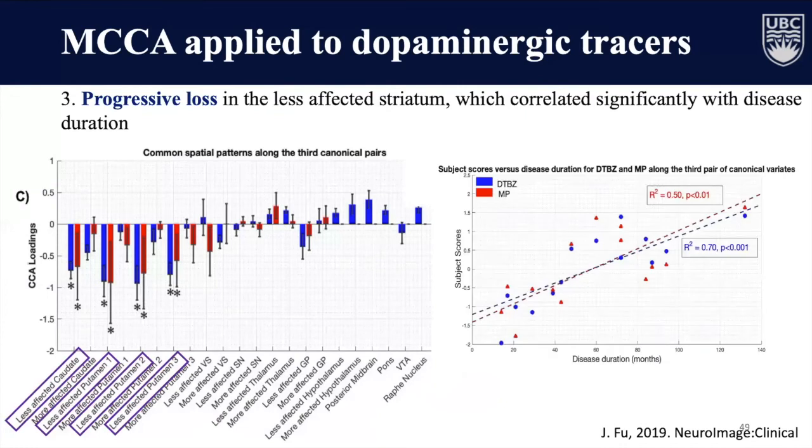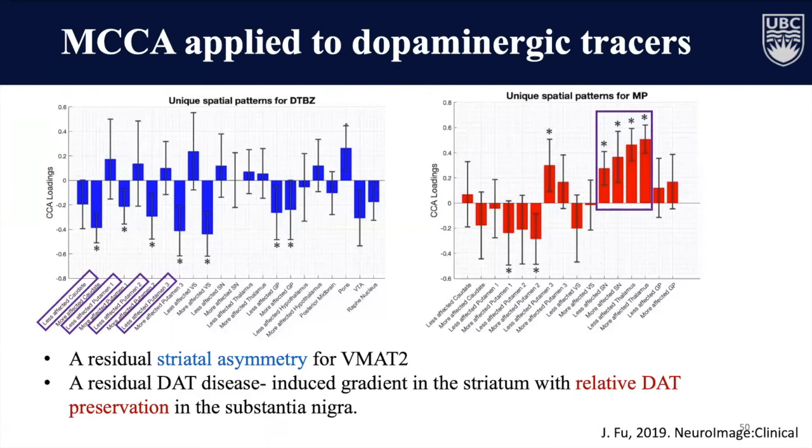And the correlation with disease duration was much stronger than using any univariate measures alone or using information from a single tracer alone. And for the unique information, we find there's a residual striatal asymmetry for the VMAT2 or DTBZ tracer, and a residual dopamine transporter disease-induced gradient in the striatum with relatively dopaminergic transporter preservation in the substantia nigra.